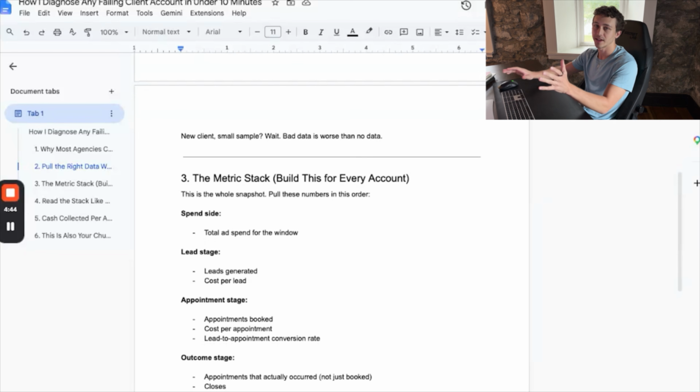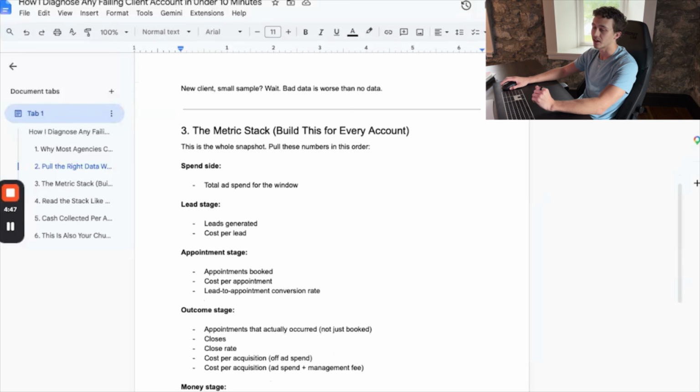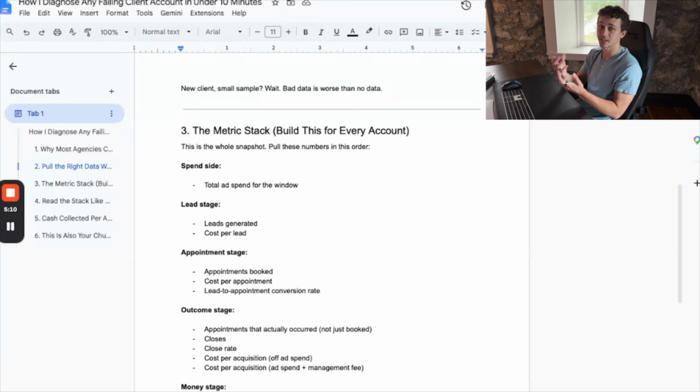So if you have a new client, small sample, you've got to wait. Bad data can be absolutely worse than no data as well, which is why I set this expectation very heavily with all of our clients and have my CSMs do that as well. So our clients actually understand that in the first month of running ads, we're in the data collection phase, right? They're going to get on-site appointments, they're going to get opportunities, but we need an ample amount of time to collect this data and let the sales cycle catch up with itself as well.